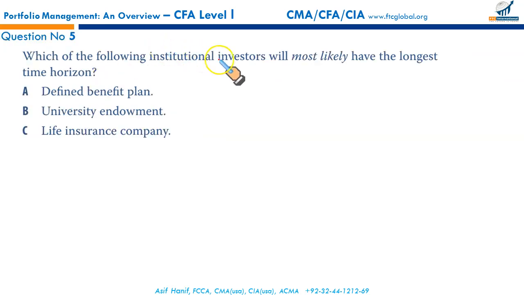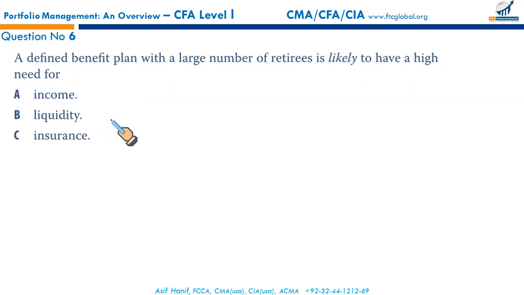Which of the following institutional investors will most likely have the longest time horizon? Defined benefit plan, university endowment, life insurance companies. All these three have long time horizons. But out of these, which has the longest? University endowments. Why? Because most such endowments are formed with the intention of having perpetual lives. That is forever. So a university endowment is the correct option. Hence, B is the right answer.